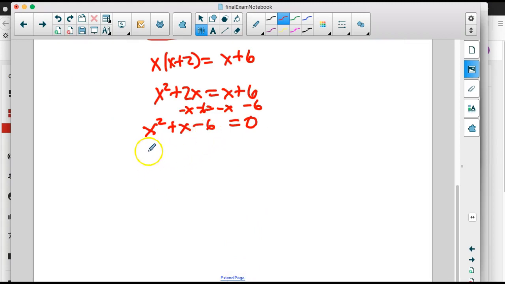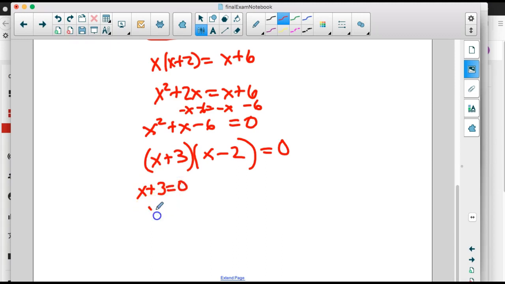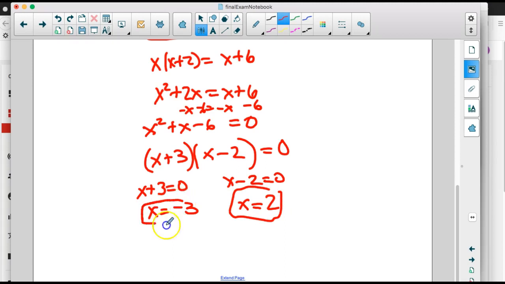Two factors of 6 that subtract and give 1. That is going to be x and x for x squared. We're going to have a positive 3 and a negative 2 for that answer, because these two multiply together to give you this. These two add up to 1, which is the value in front of the x. So x plus 3 equals 0, x is equal to negative 3. x minus 2 equals 0, x equals 2. So these are my two answers for the problem.